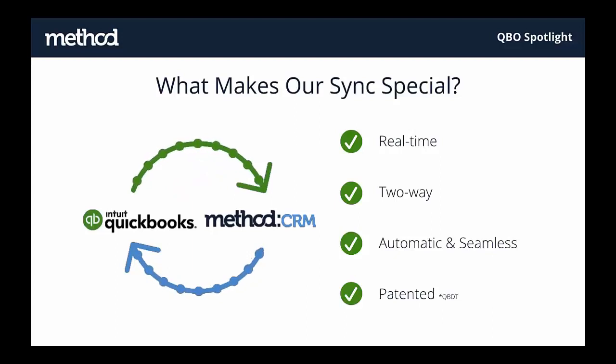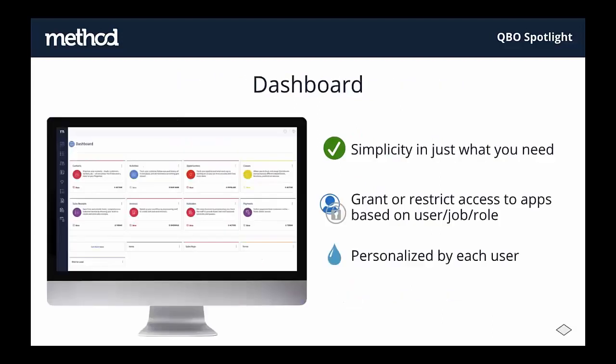And if your users are in Method doing it there and it has a place in QuickBooks, well, then your QuickBooks users will see that information in QuickBooks. It's two-way, so it does go back and forth, and it's automatic and seamless. So the learning curve on the sync is, I would say, minimal or non-existent, and you're just working and this sync is happening in the background. And then we do have that patent for our QuickBooks Desktop sync as well, just for those users that are using it in that scenario.